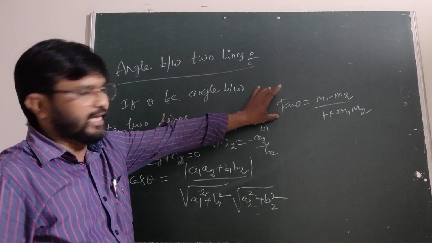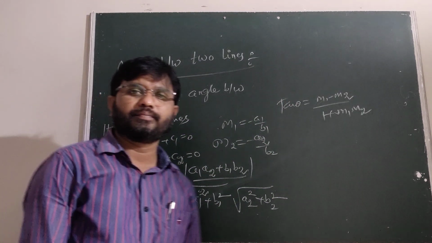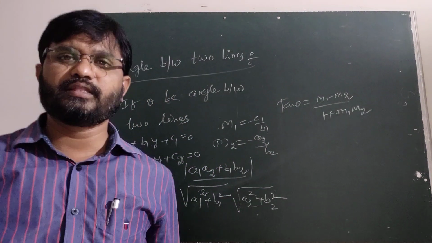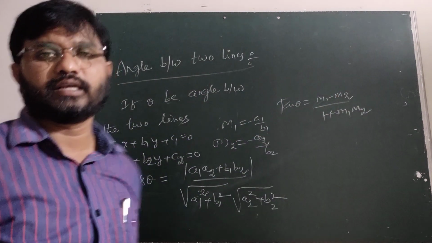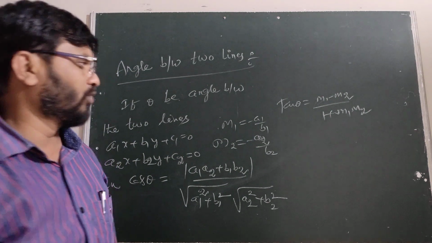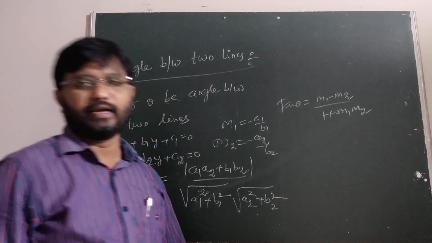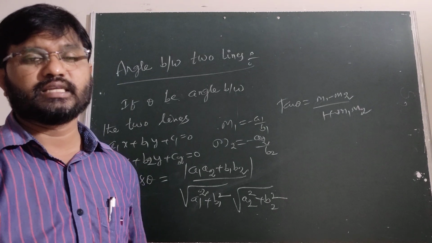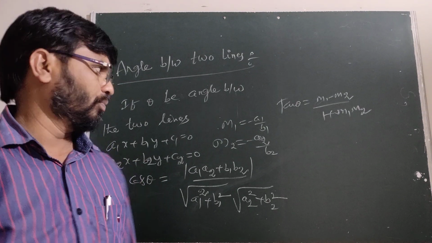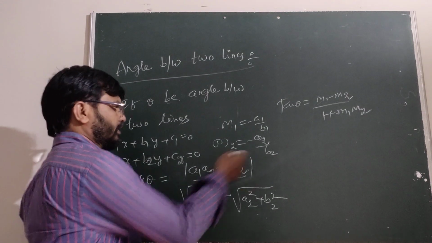When we know tan theta, after that we can find the cos theta and sin theta by using the Pythagoras theorem in the right angle triangle. Therefore, sin theta is the opposite side by hypotenuse, and cos theta is the adjacent side of theta by hypotenuse. That is the one method.